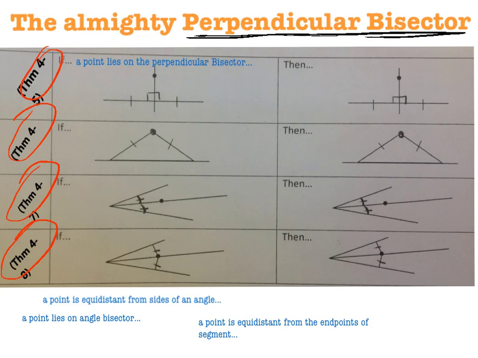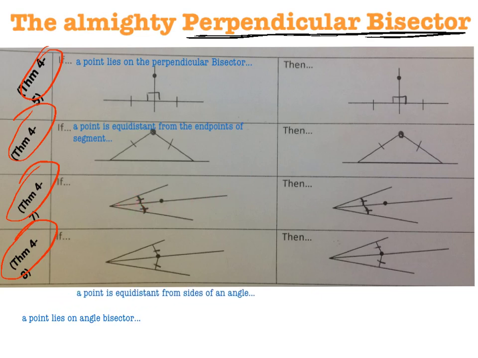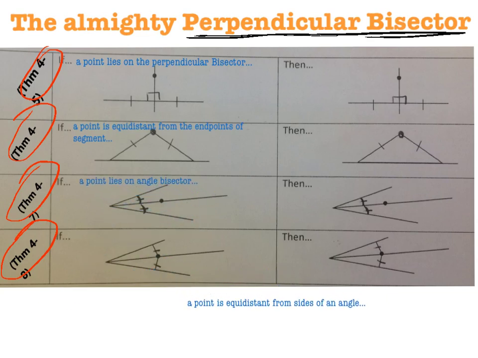Okay, for the second theorem, I notice that I'm given a point, and that point is the same distance from this side as from this side. It's an equal distance. It's equidistant from the sides of a segment. So I would say that it is a point that is equidistant from the endpoints of a segment. For the next one, I'm given a point, and that point's on a line that cuts an angle in half. So the point is on an angle bisector. That would be this one.